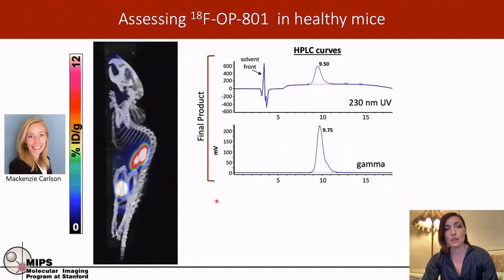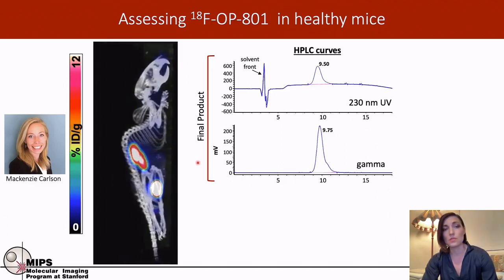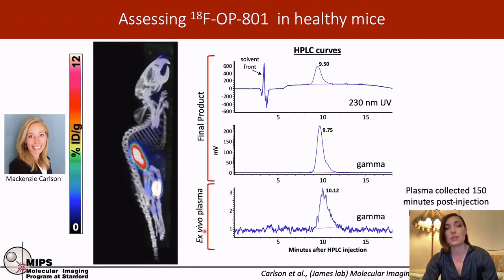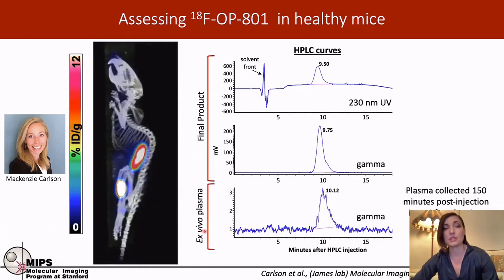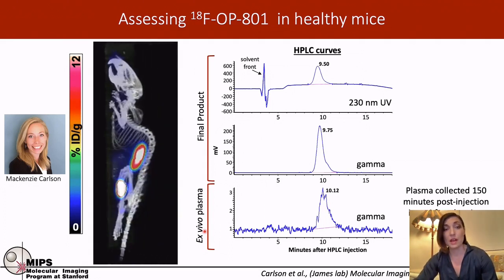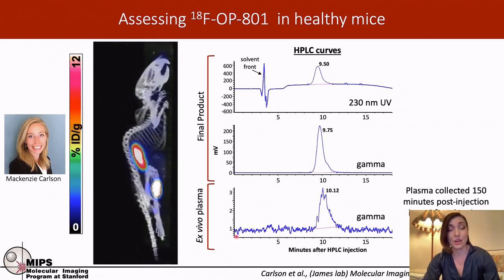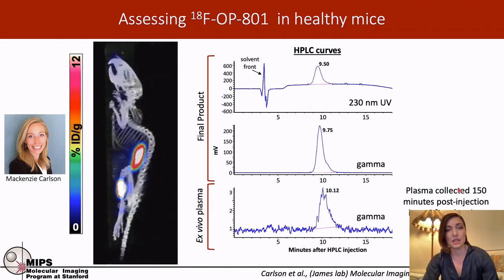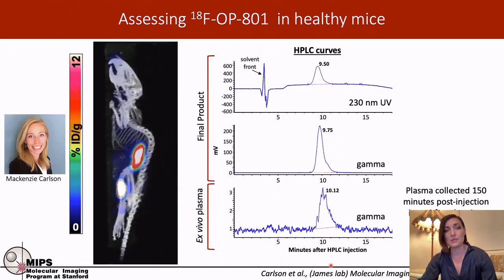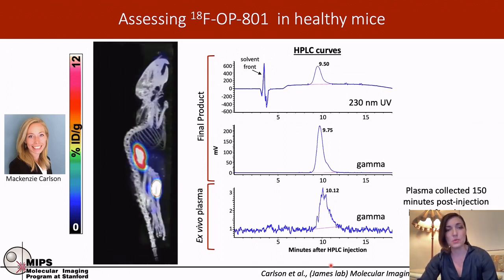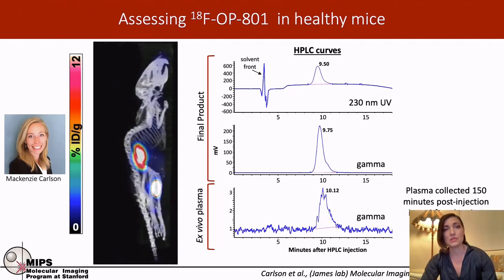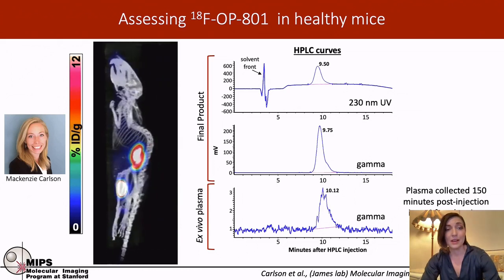And here we're just showing some of the HPLC curves for our final product. And then we also measured the stability of this agent ex vivo by taking blood from the mice that have been injected at various time points after injection. This is actually at 150 minutes post-injection, which is a very late time point. We actually only perform our imaging studies up to about 60 minutes or 90 at the most, but there's only one radioactive peak present at that time, which is excellent. That's exactly what we had hoped for.